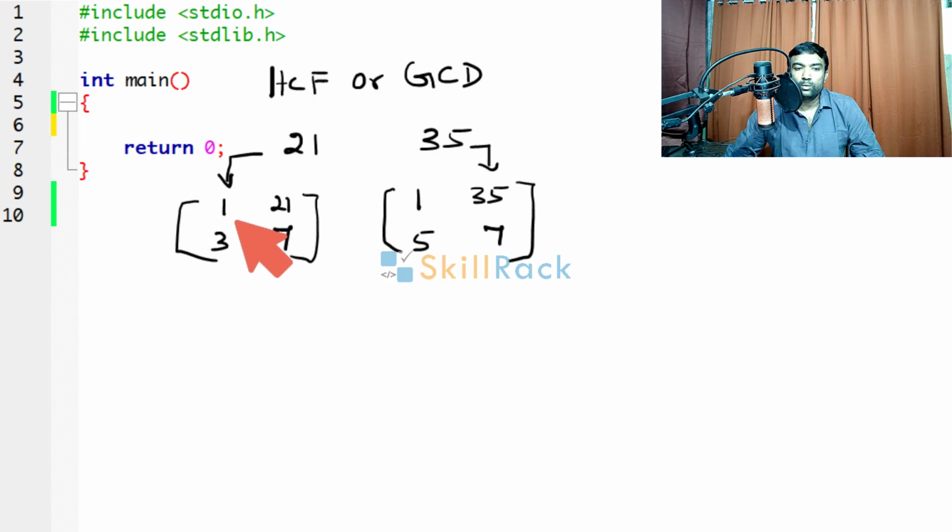Here, if you observe what is the highest common factor, let us write these factors in ascending order. 1, 3, 7, 21. Here it is 1, 5, 7, 35. So the common factor, that is the highest common factor, is 7. Because 35 is not a factor for 21 and 21 is not a factor for 35. Then the next highest is 7 only. So the HCF or GCD for 21 and 35 is 7.